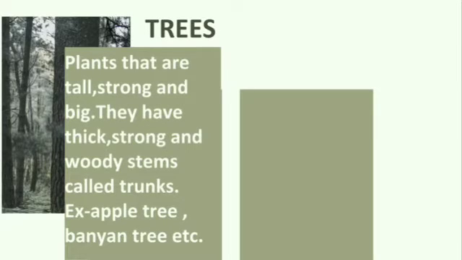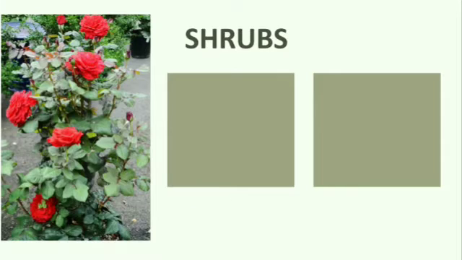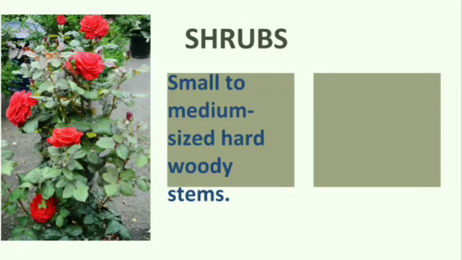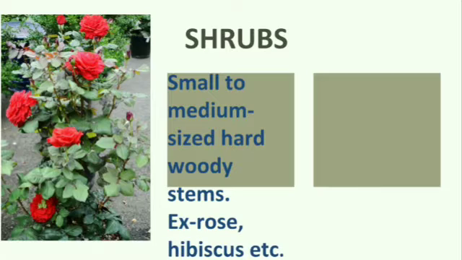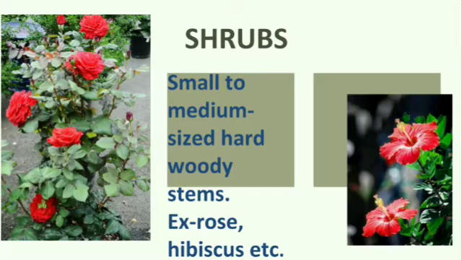Some of the plants that are tall, strong, and big are called trees. They have thick, strong, and woody stems called trunks. Examples of trees are apple tree, banyan tree, etc. Shrubs. Some of the plants that are small to medium in size and have hard woody stems are called shrubs. Examples of shrubs are rose, hibiscus, etc.